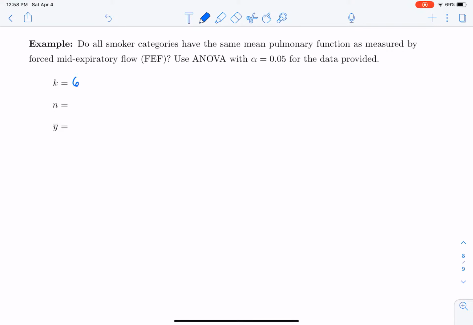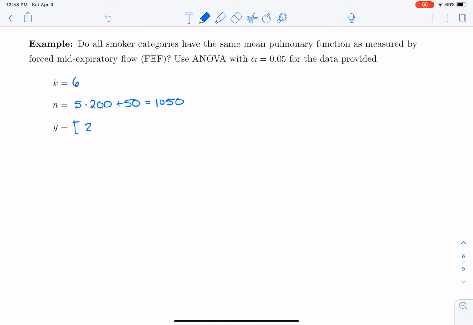If you go back and you look at the data, there were 5 groups of size 200 and 1 group of size 50 for a total of 1,050 observations. We want to find the overall grand mean for those observations. So that's a weighted average of the sample means.